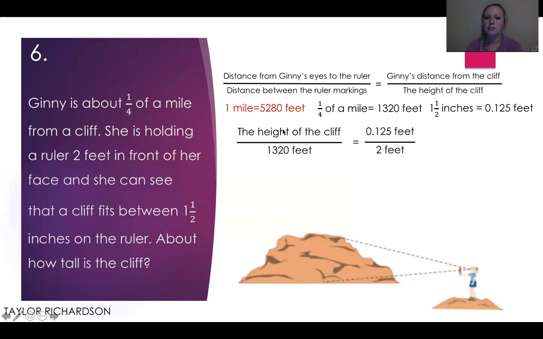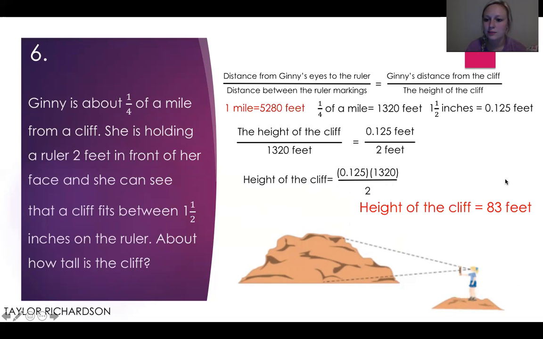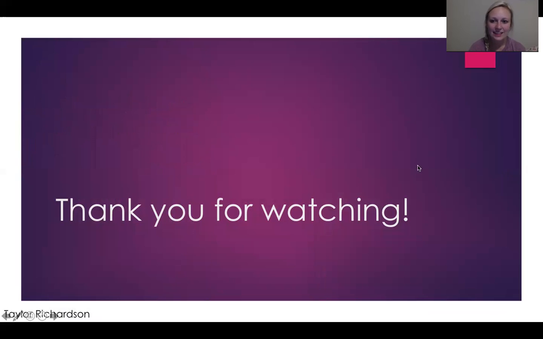And so we still have a variable here on top. So what we're going to do is make that equal to the inches times the feet, or the feet times the feet, 0.125 times 1,320 over 2. When we do this, we get that the height of our cliff equals about 83 feet. It's a little under 83, but we're going to round up because it's asking us about how tall the cliff is. So the height of the cliff is about 83 feet. And that is it.